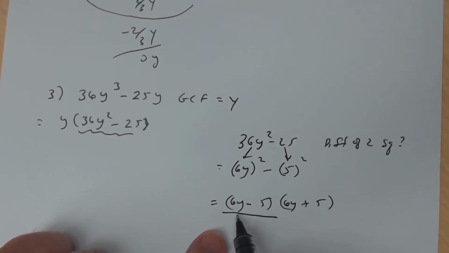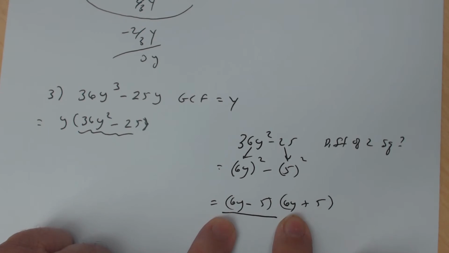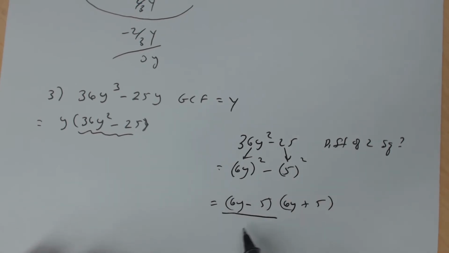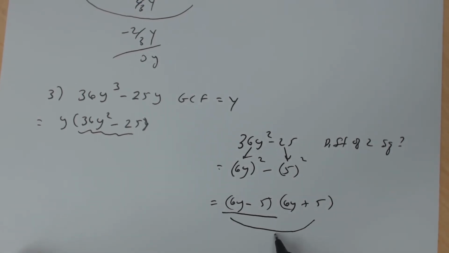All right, but again, before we go, you just check yourself. 6y times 6y is 36y squared. Negative 5 times a positive 5 is a negative 25. And do the outer and the inner. So the outer is a positive 30y. The inner is a negative 30y. When I add them up, I do get 0y, which is what I wanted.